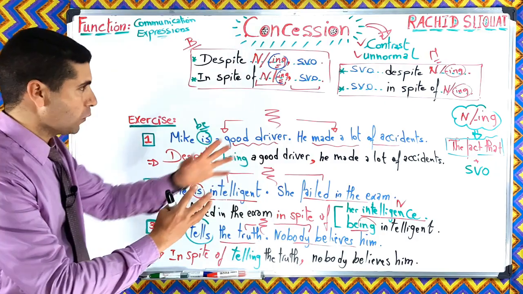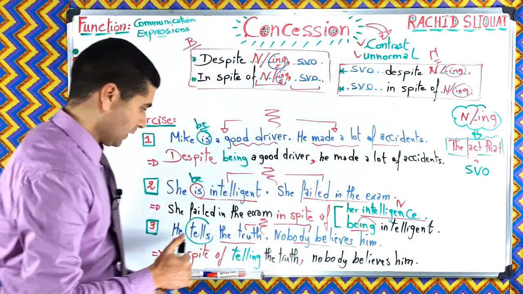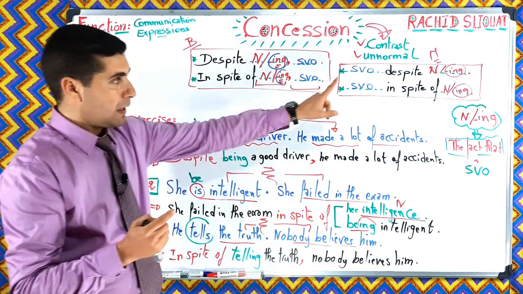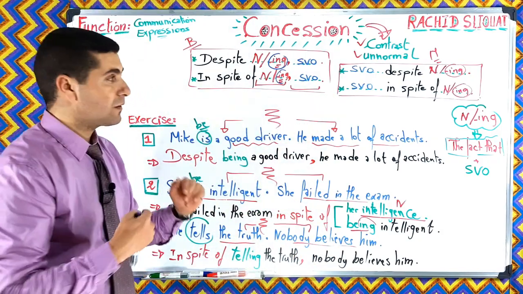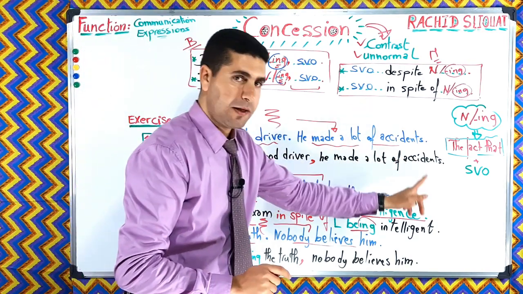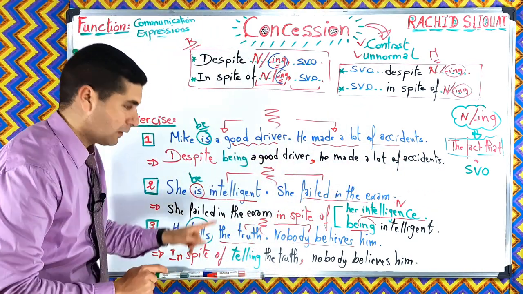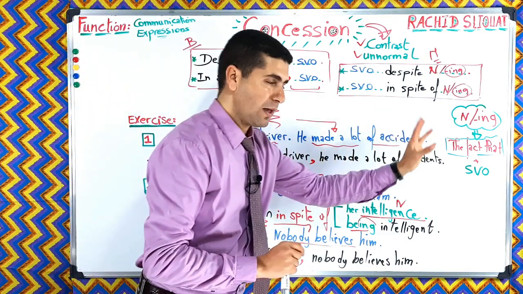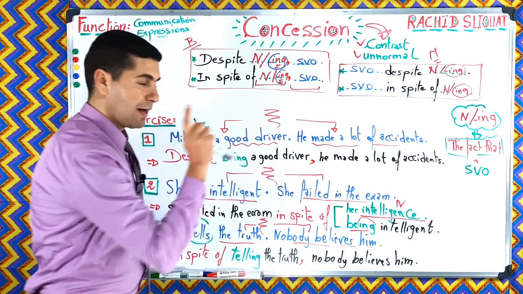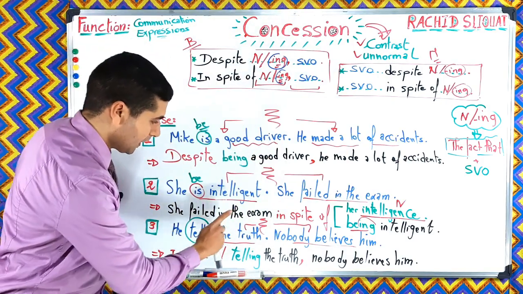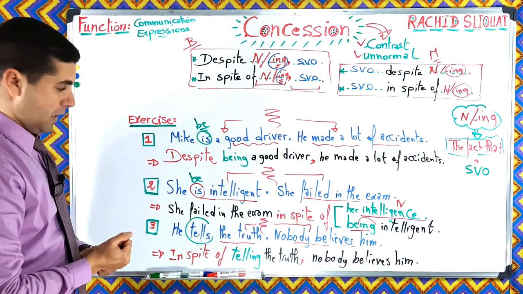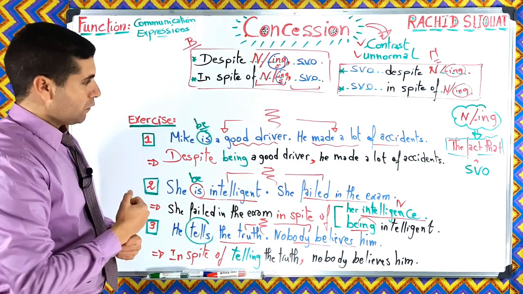We can use it also in the middle like this. For example, we can say nobody believes him despite telling the truth, or in spite of telling the truth, or in spite of the fact that he tells the truth. So when you use the fact that, we use the SVO. Despite the fact that he tells the truth. Sentence as it is. We don't change anything in the sentence, okay? All right, so this is it.